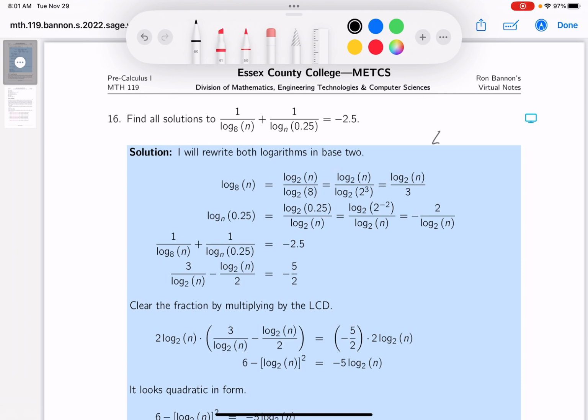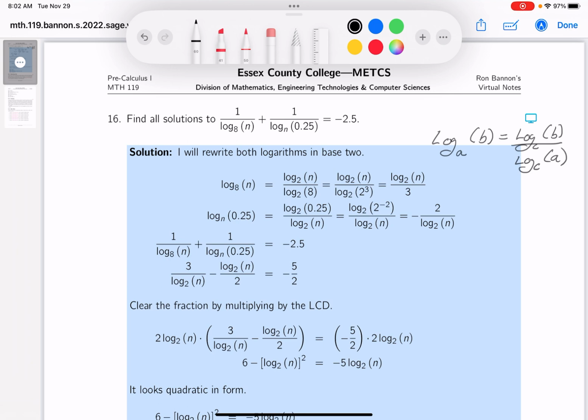If I have log base a of some number b, I can rewrite this using a base change formula as log base c of b over log base c of a. That's a base change formula, all right?